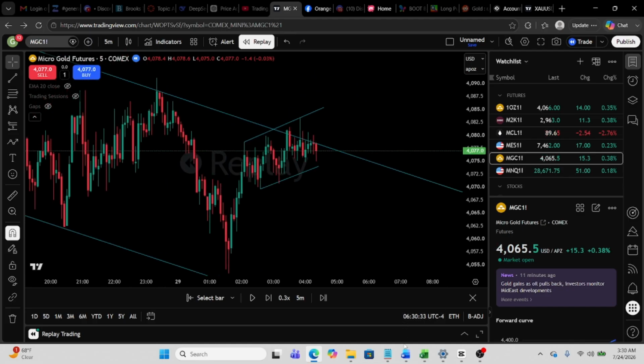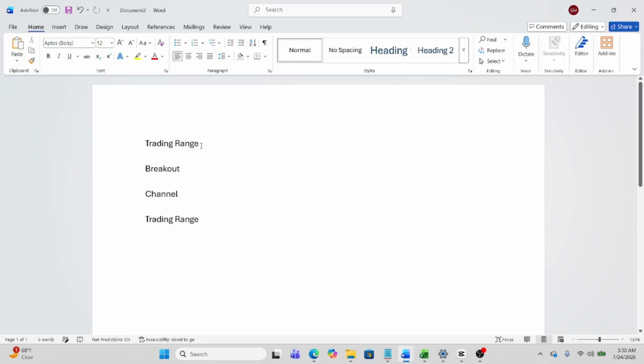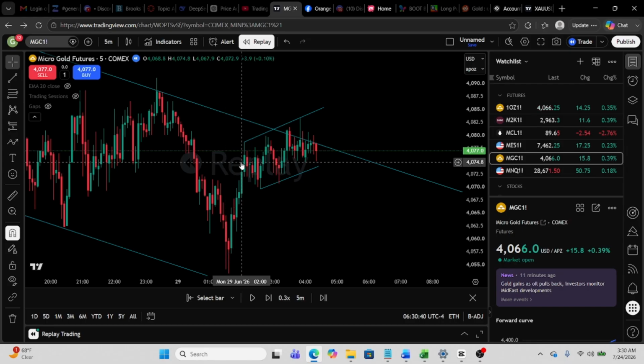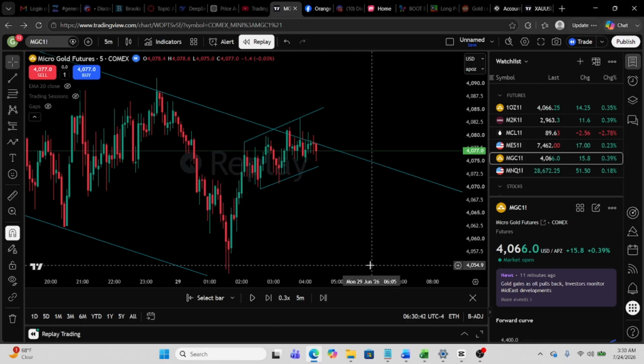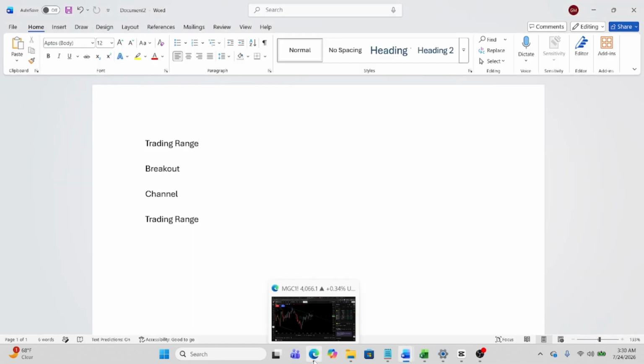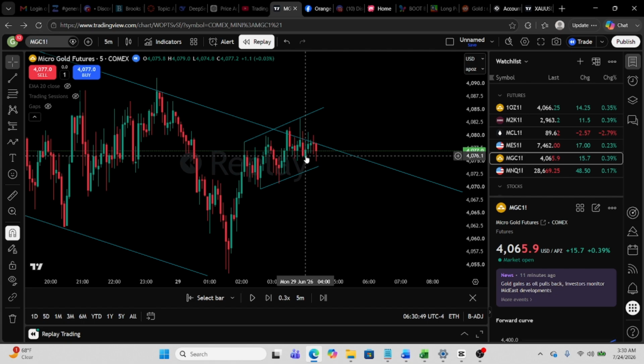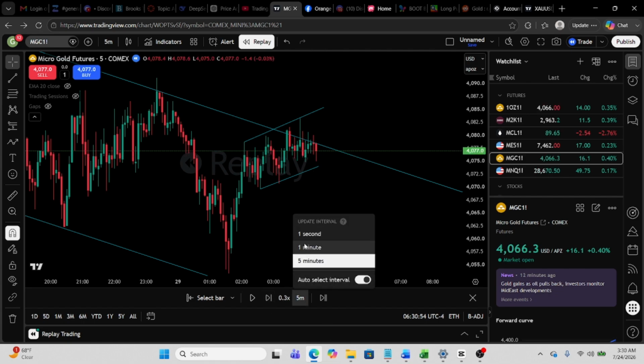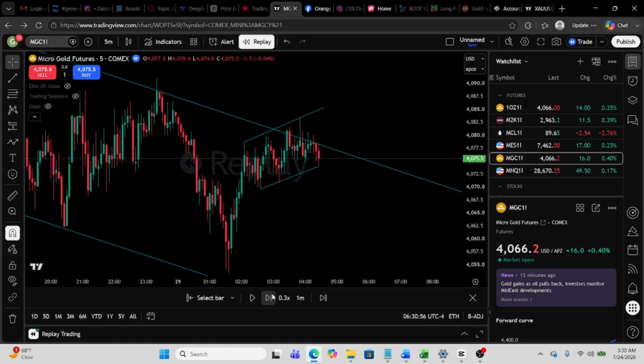So where are we right now, right? Let's refer back to this. Right now we're in the breakout, right? Here we're in the breakout phase. After we are in the breakout, what's next? Channel. We get channel here. Now what's next? Trading range, right? And we get that big bear breakout below that channel trend line.